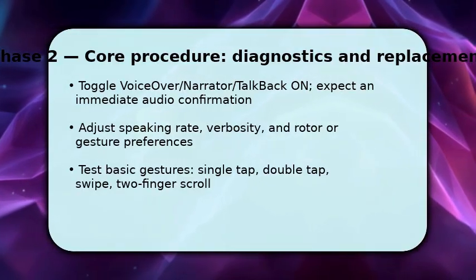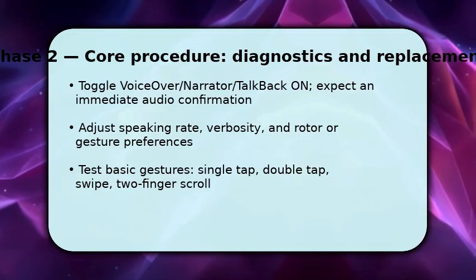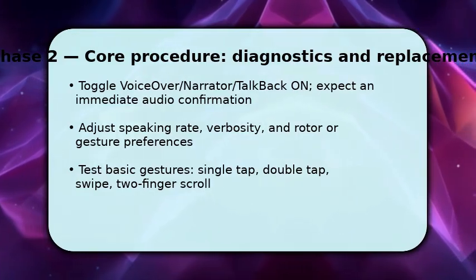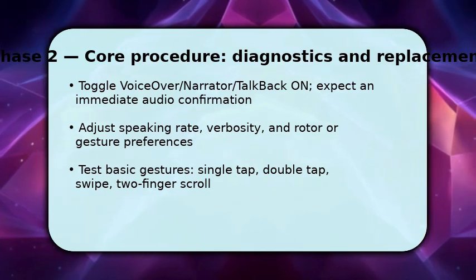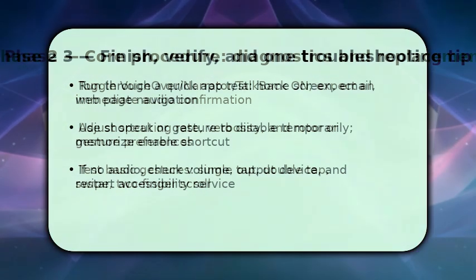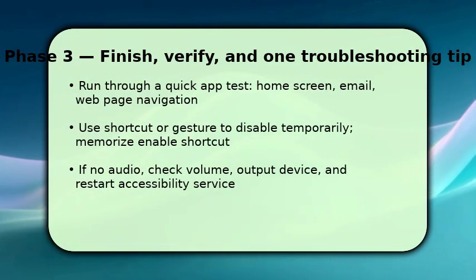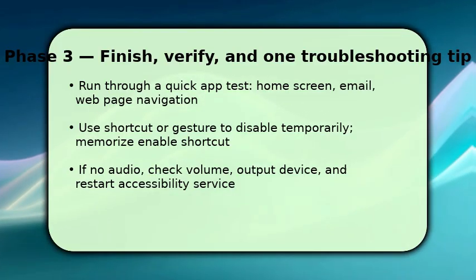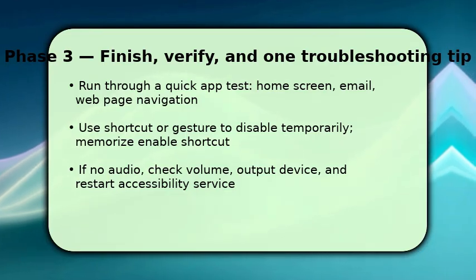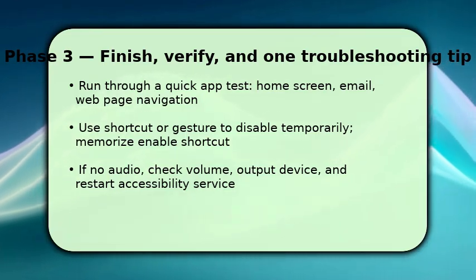Finally, practice a single tap. Double tap and two-finger scroll so you understand selection versus activation before moving on. Finish by validating real use cases and learning recovery steps. Open Mail or a browser and navigate several items to confirm items are read aloud correctly, and make sure the rotor or gesture selects elements as expected.